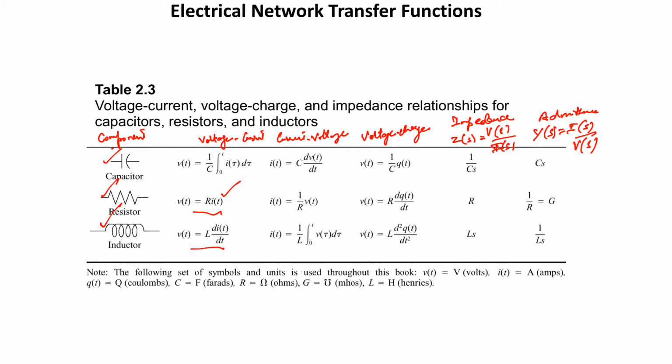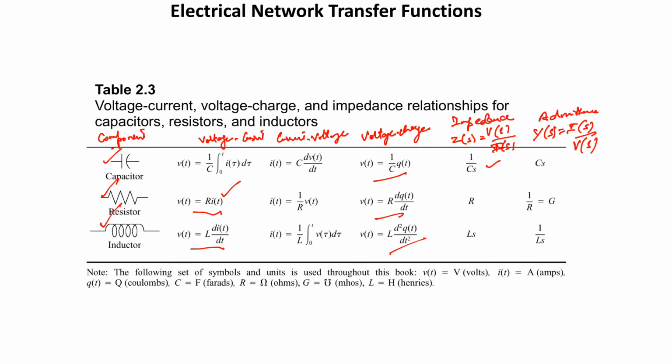Then we have the current voltage relationship, that is I equal to C dV by dt. So it is the current voltage relationship. Then we have the current voltage relationship in case of resistor, and the current voltage relationship in case of inductor. Then we have the charge, as we know that current is equal to dq by dt. So it is the voltage charge relationship that is there.